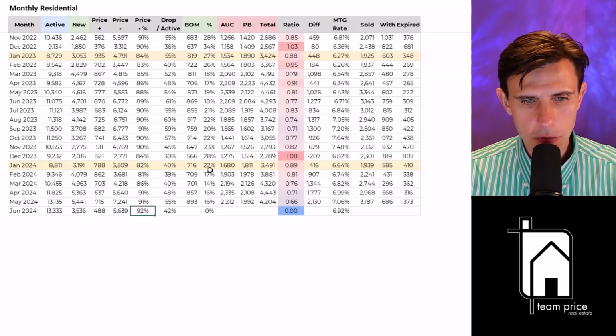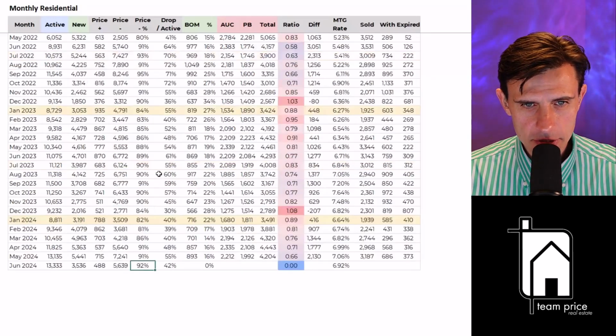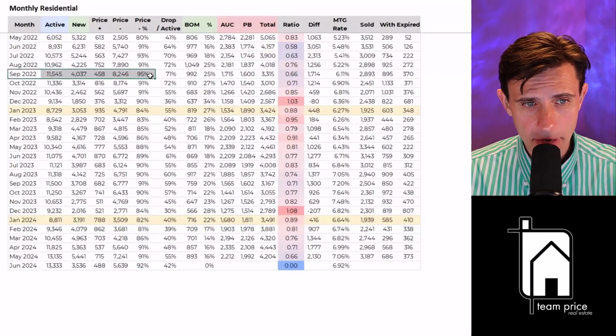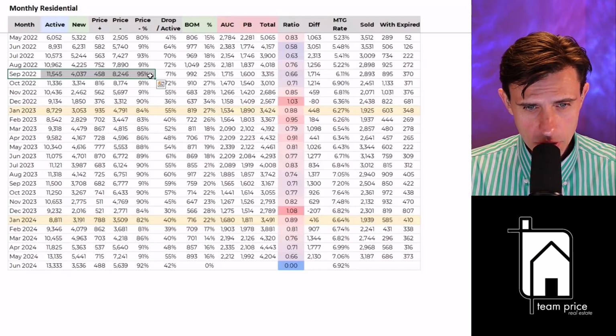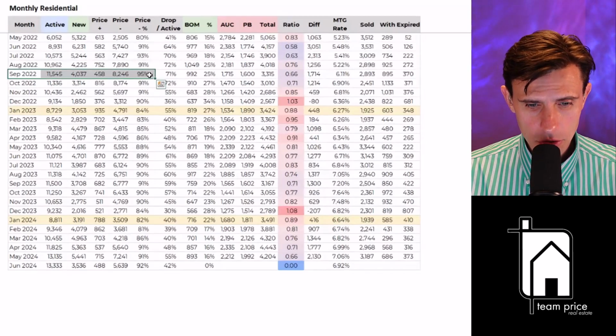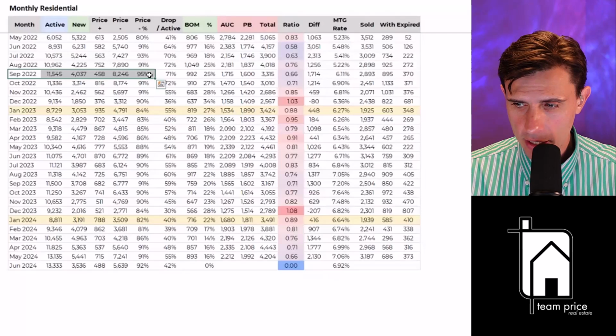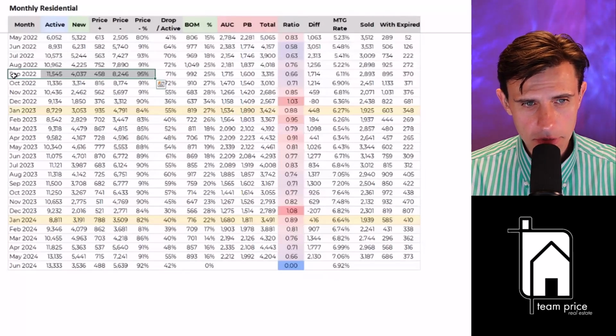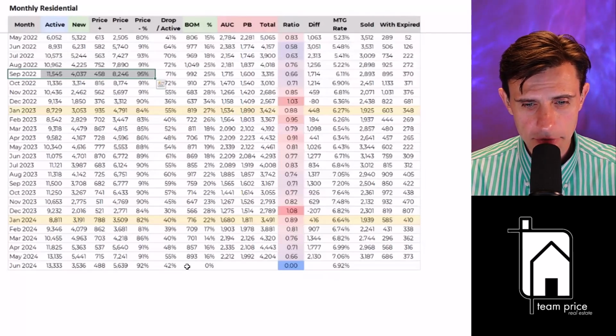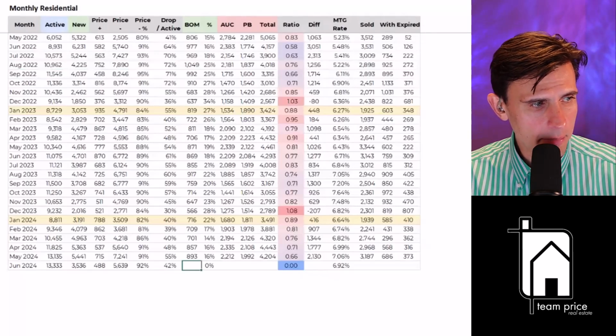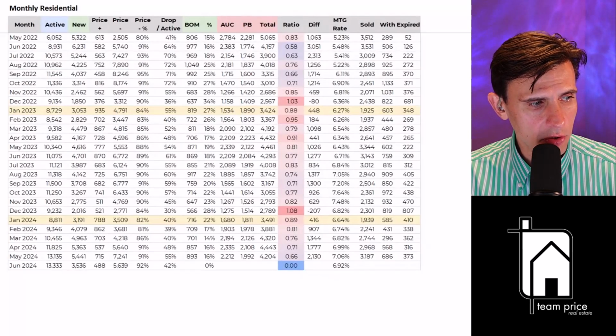5,639, 92%. We have not seen 92% since September at 95%. So we're at a 92% price drop. The last time we saw anything close to that was September 2022 at 95%. Let's take a look at back on the market, see what's going on so far this month.